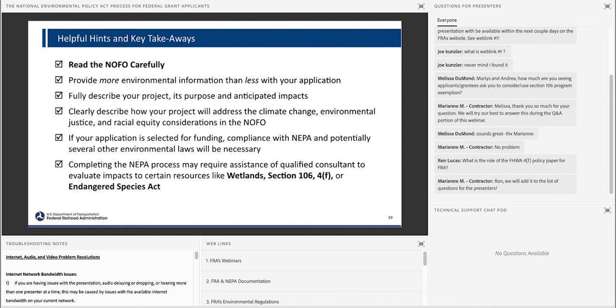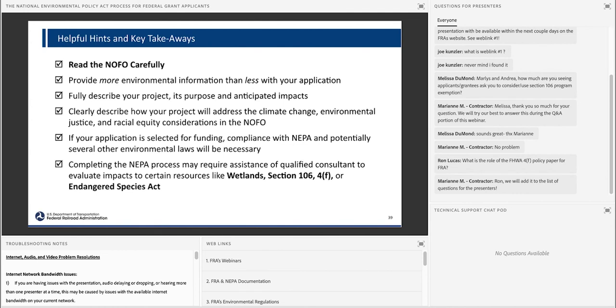And so my helpful hints and key takeaway, I can't stress this enough, is read the Notice of Funding Availability. It has everything laid out that should be in your grant application, and provide more environmental information than less with your application. I know they give you, I think, 25 pages, but please read the NOFO carefully and try to fit in as much information as you can within those 25 pages. That's because that's what the reviewers are looking at here at FRA. When you submit your grant application, that's all we have to go off of.